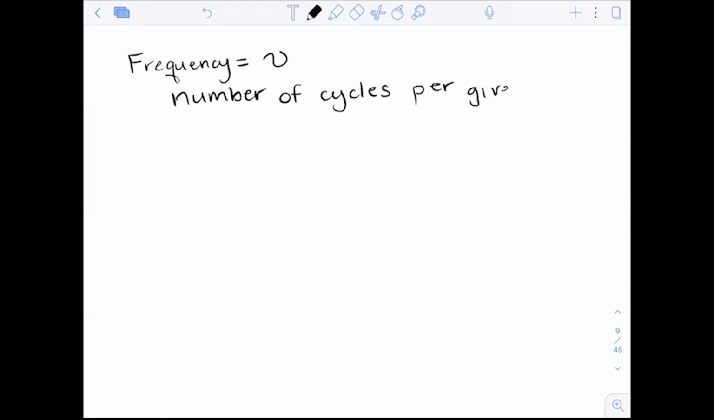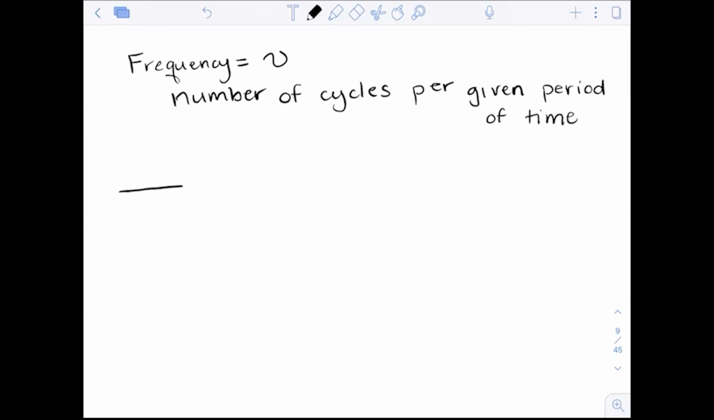Now, wavelength is not the only way to describe a wave. Frequency also is. Frequency is annotated as this script v, nu, if you will, for the Greek symbol. It is the number of cycles or oscillations per given period of time. Most often, seconds.